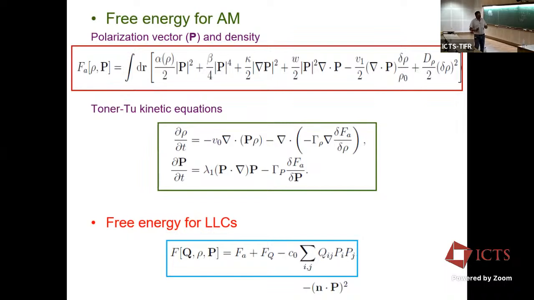The free energy we propose for living liquid crystals is the following. I have the free energy of active matter, which is this expression. I have the free energy of the liquid crystal, which is that expression I had written down earlier. And I then put in a coupling term. Again, I put in the same simple coupling term, (n dot p) the whole squared.